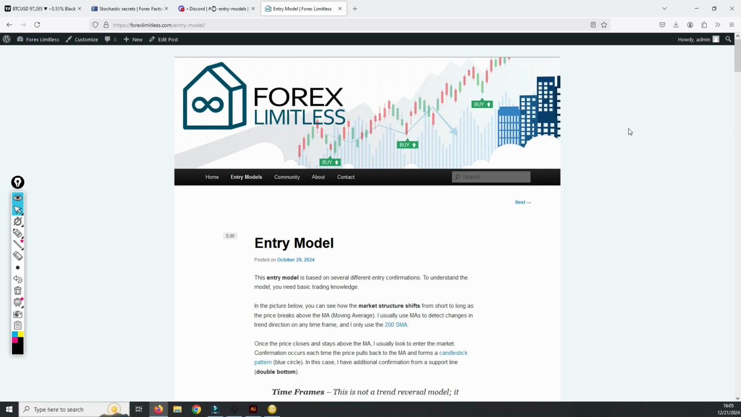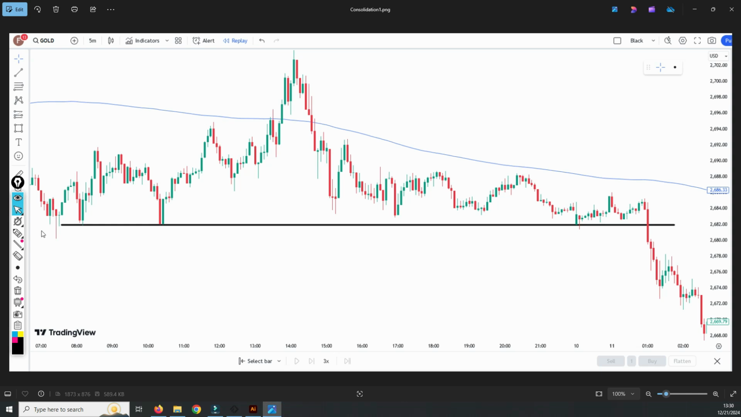Today I'm going to explain to you my two main entry models. These models changed my life, and now I'm going to explain them one by one. The first entry model is based on consolidation.